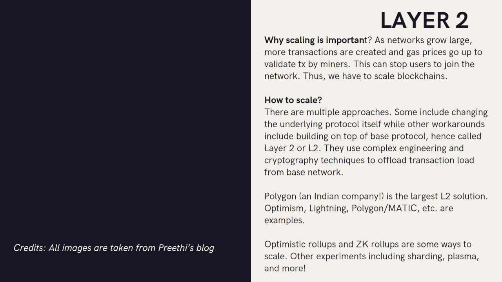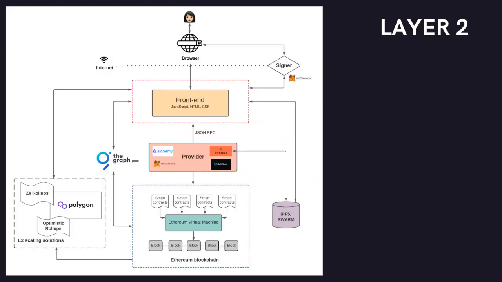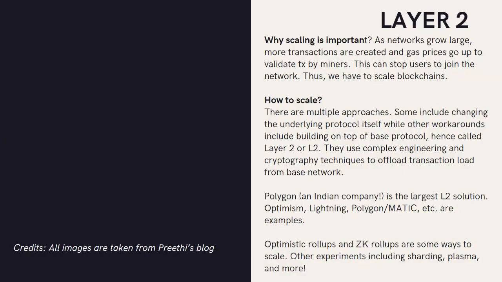And this is in fact what happened with Ethereum when it was on the proof of work method of validation. And this is where scaling is important. What does scaling do? It effectively ensures that the network is able to process a large number of transactions without increasing the gas fee to such a limit that it will become unusable. So how do you scale? There are multiple ways to scale.